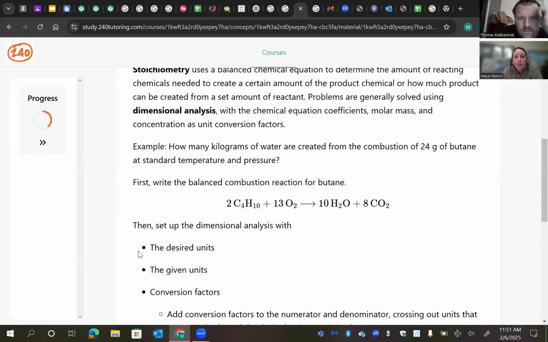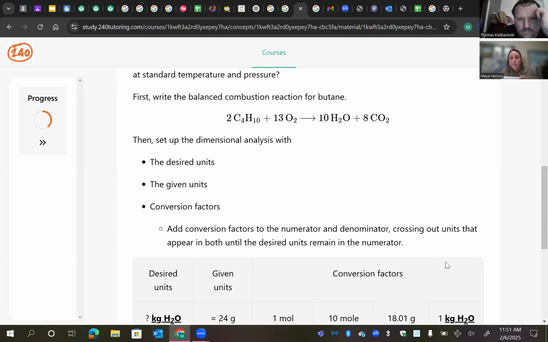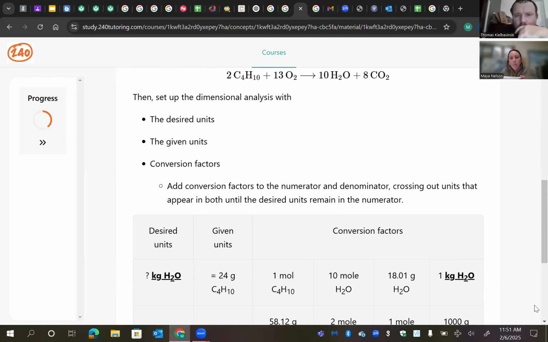Then set up the dimensional analysis: the desired units, the given units, and the conversion factors. Oh, okay. So the desired units are kilograms of water, H2O. But the given units are in different measurements. So how in the world would you convert a gram into a mole? That's what you have to do. You think they tell us how?